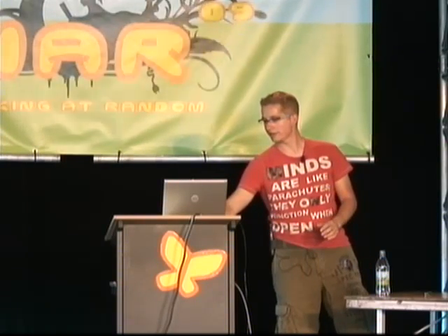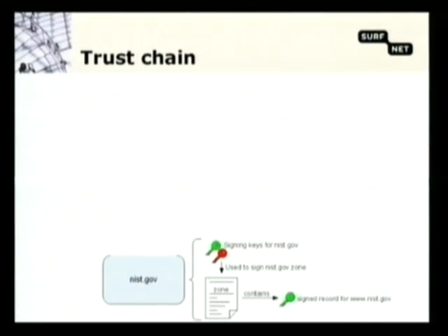So, let's go back to the question, how can I validate the answer that I got when I queried for www.nist.gov? Well, the NIST.gov zone has been signed. I hope you can read it, but I'm going to talk you through it anyway. The NIST.gov zone has been signed using a private key, and the public key has been published in the zone.